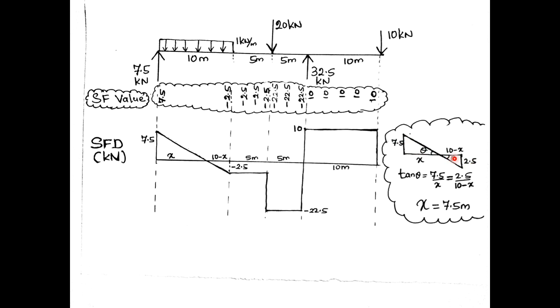This is the opposite angle, this one theta, opposite angles are the same. Tan theta for this triangle is 7.5 over x. For this triangle, tan theta is equal to 2.5 over 10 minus x. Both are the same, and find x. x is equal to 7.5 meter. This is 7.5 meter, this one 2.5 meter. This is the shear force diagram.